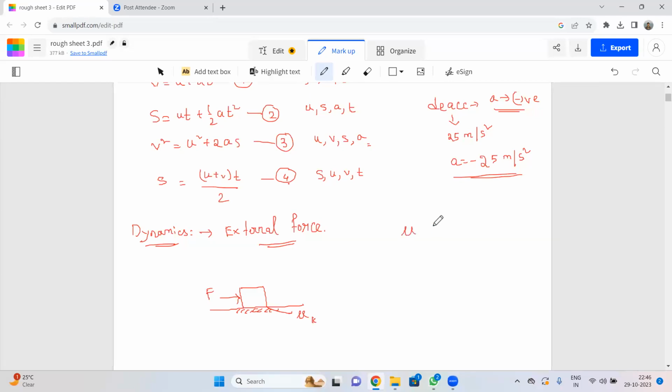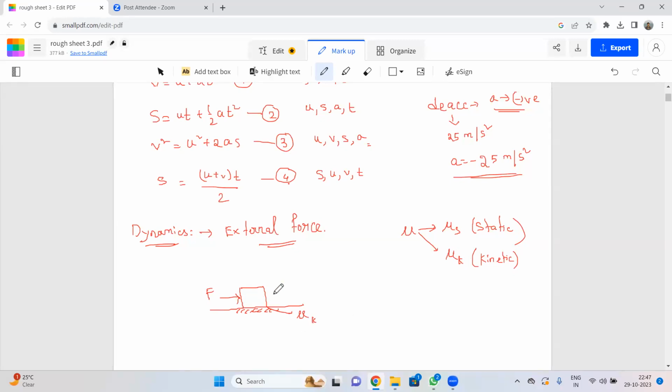Mu has two types: mu s, that is static friction, and mu k, that is kinetic friction. If you apply some force but the block is not moving, the block is in a static position, so we need to use mu s. And if it is moving, then we need to use mu k.